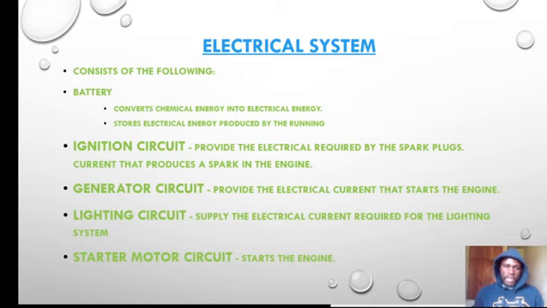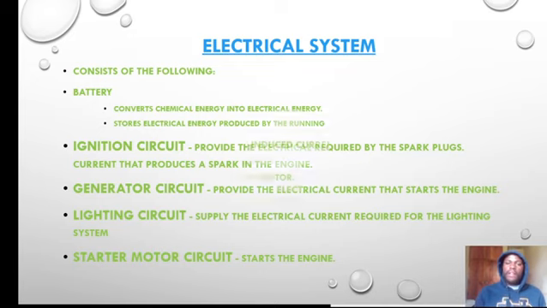And then we also have the lighting system, the lighting circuit. Remember, the tractor will have the headlamps and the hind lamps, and it also has indicators and so on. So this is what will be brought about by the lighting circuit. And lastly is the starter motor, and this one is to start the engine. For the engine to start running, we need the starter motor, which is normally part of the electrical system.